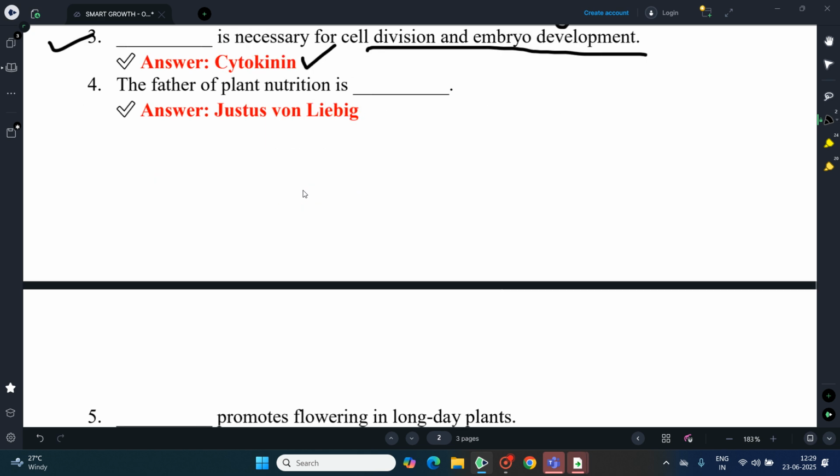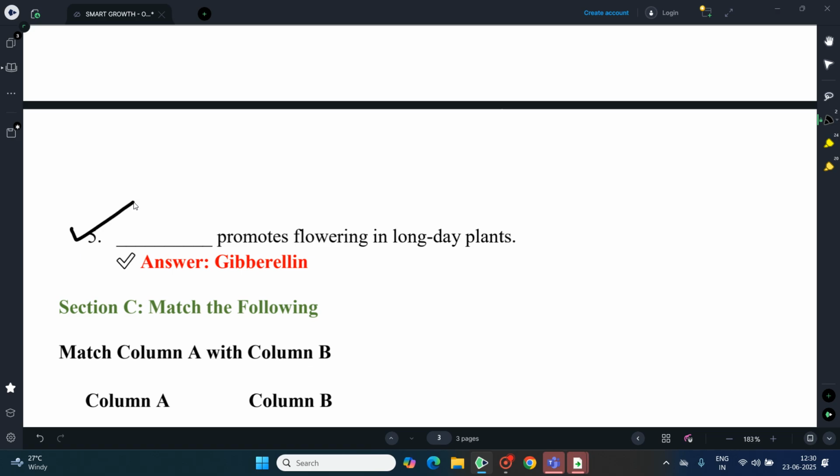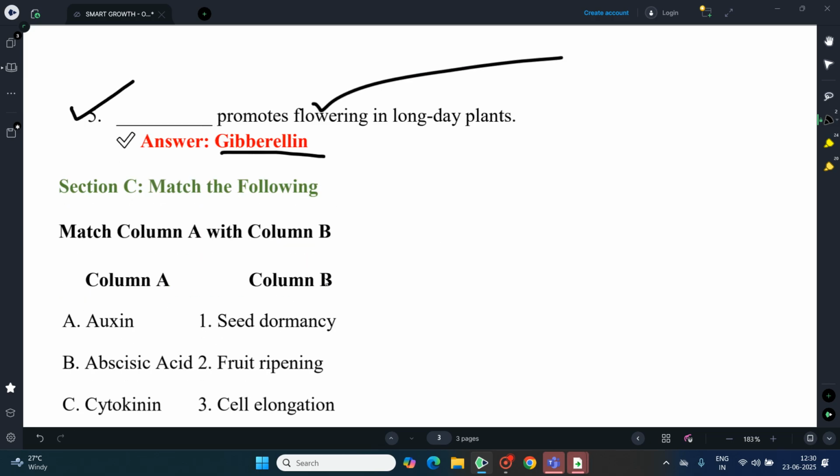Not only tissue culture, all vegetative propagules. The father of plant nutrition is Justus von Liebig. Don't forget, this is the most important question. The father of plant nutrition is Justus von Liebig. The fifth one: which hormone promotes flowering in long days? The answer is gibberellin promotes flowering in long days.